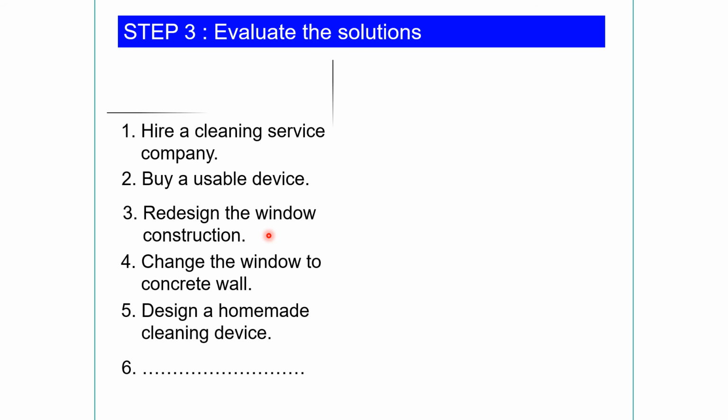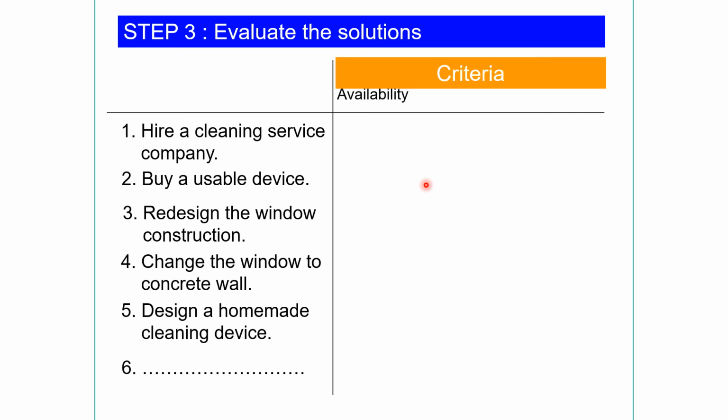There can be more. Evaluate each solution one by one. Is it feasible and economical? All solutions you have to evaluate one by one. What will be the criteria? Availability of material, cost, simplicity, and aesthetics. Aesthetics means it should be beautiful.